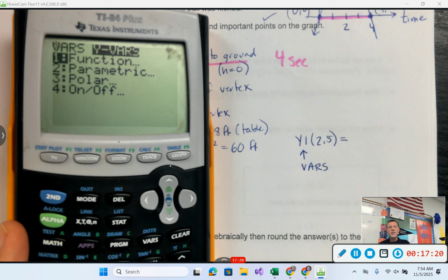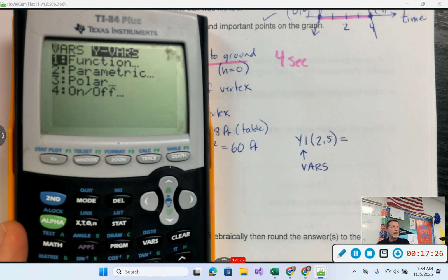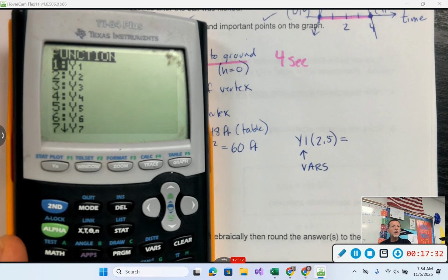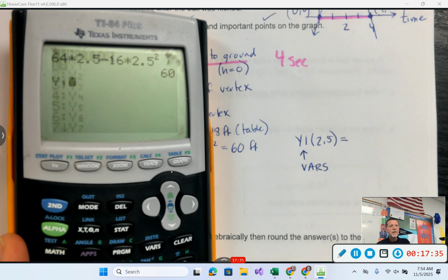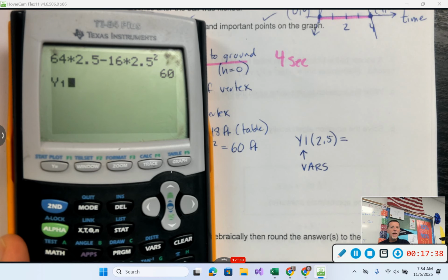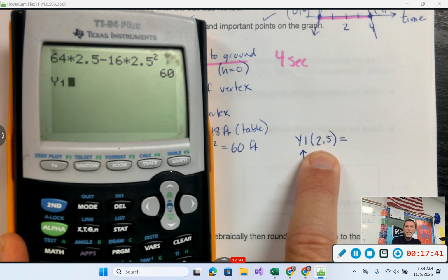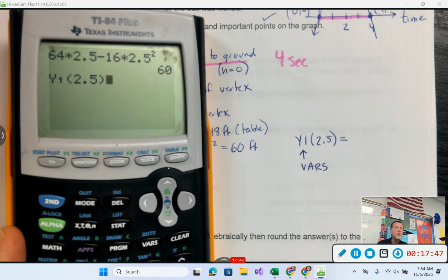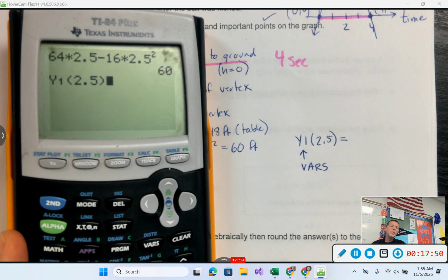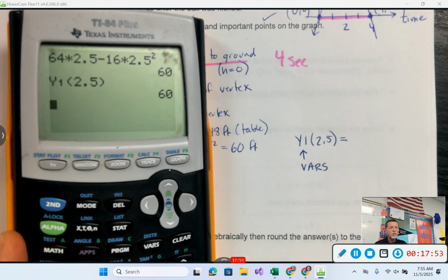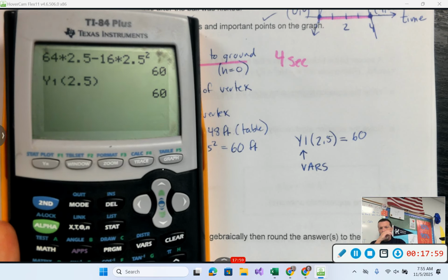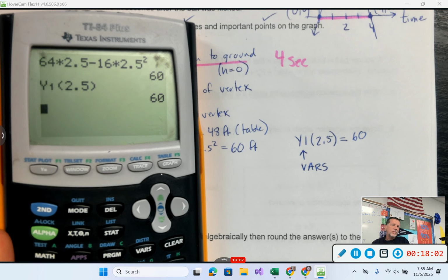Now our options are function, parametric, polar, on, off. Function, because the other three you're like, I'm not even sure what those are. So I don't want those. Function. And then our equation is in y1. So there's a lot of buttons. So there's y1. And we'll just type this in like we're used to writing things, like function notation. y1, parentheses 2.5. Your calculator knows that that means go get y1, plug in 2.5, and tell me the answer. So I should get 60 again. That's pretty cool.